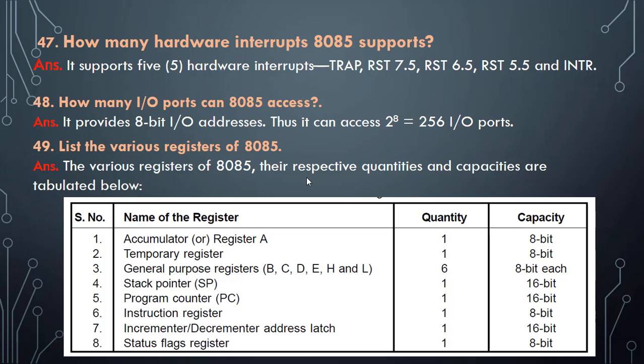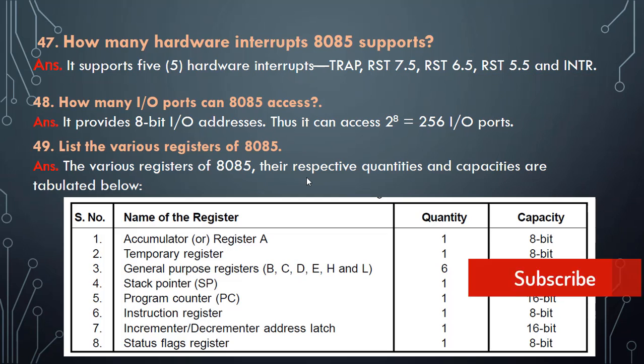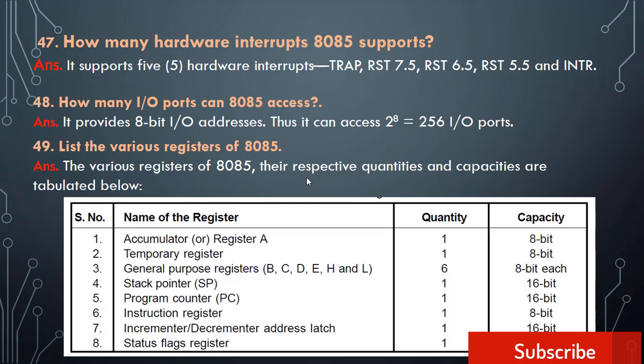And the next one is the program counter. Its quantity is 1 and it is a 16-bit register. As we know, the program counter stores the address of the next instruction. The instruction register is 8-bit and its quantity is 1. The instruction register holds the current instruction which is being executed. Then the incrementer and decrementer address latch, whose quantity is 1 and capacity is 16-bit, and the flag, or status flag register, whose quantity is 1 and capacity is 8-bit.